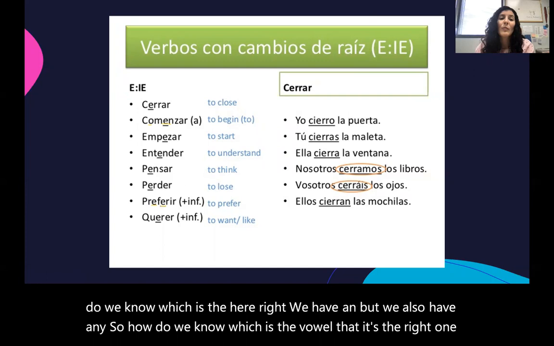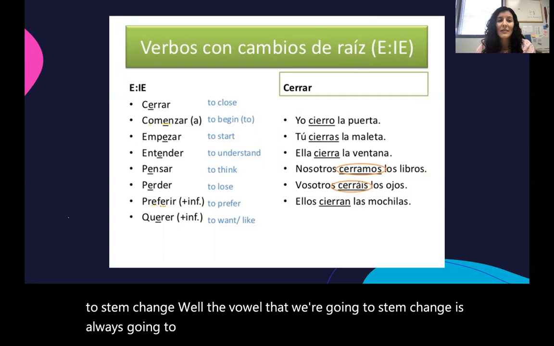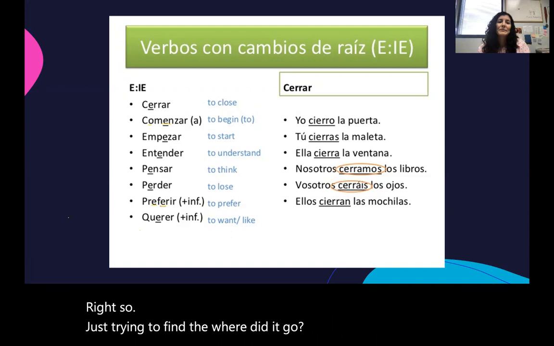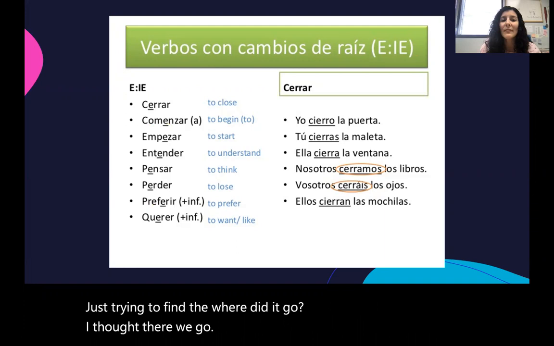Well, the vowel that we're going to stem change is always going to be closest to the infinitive.